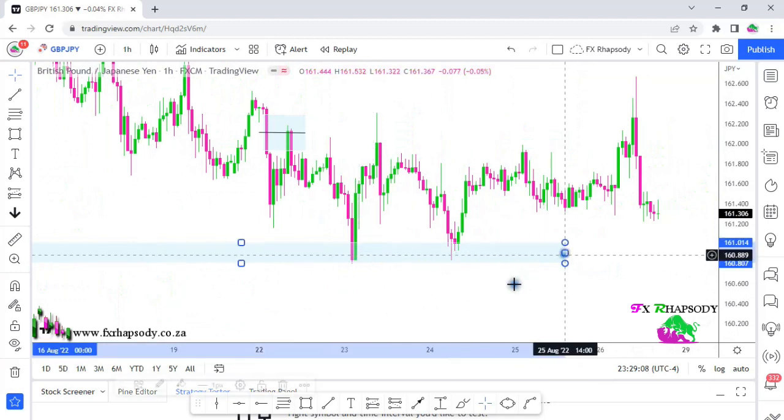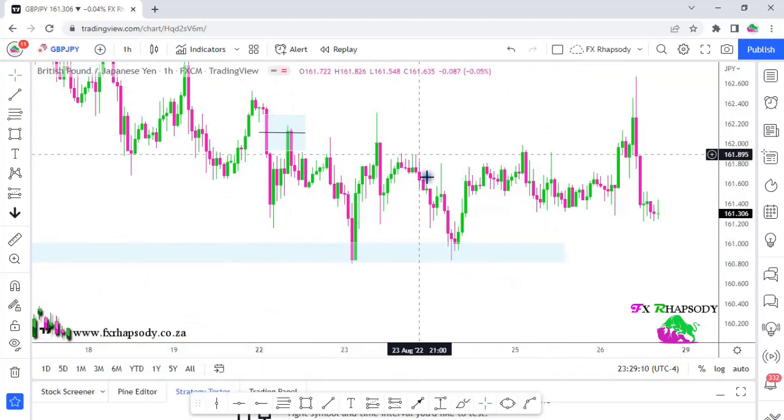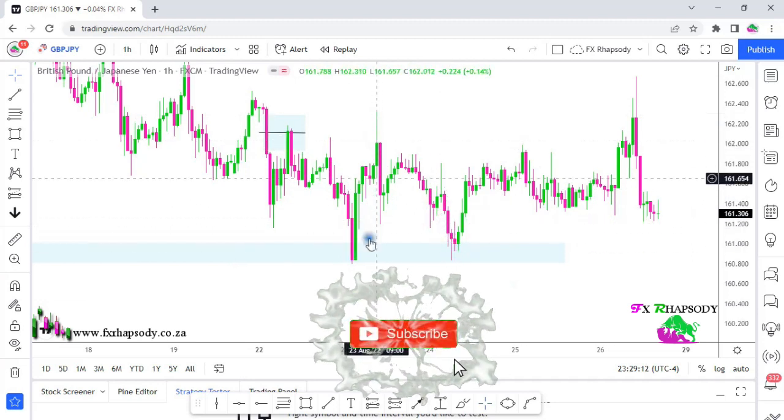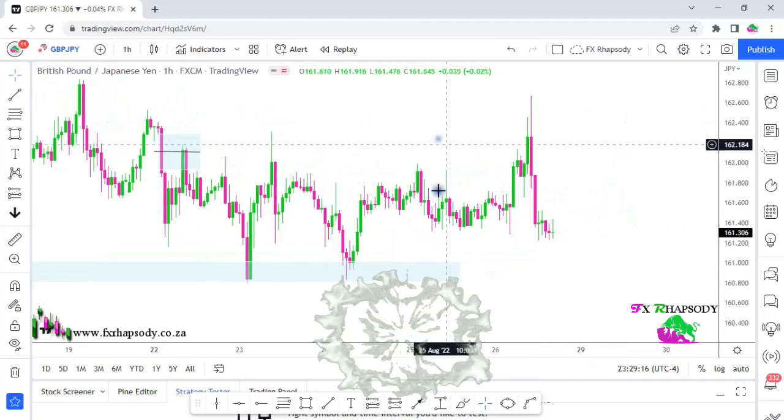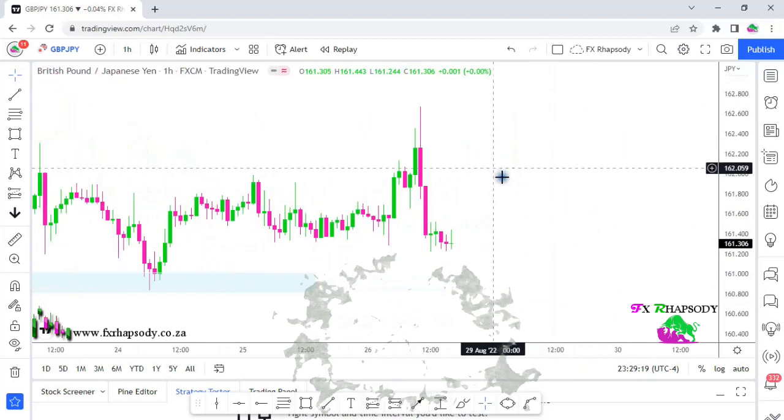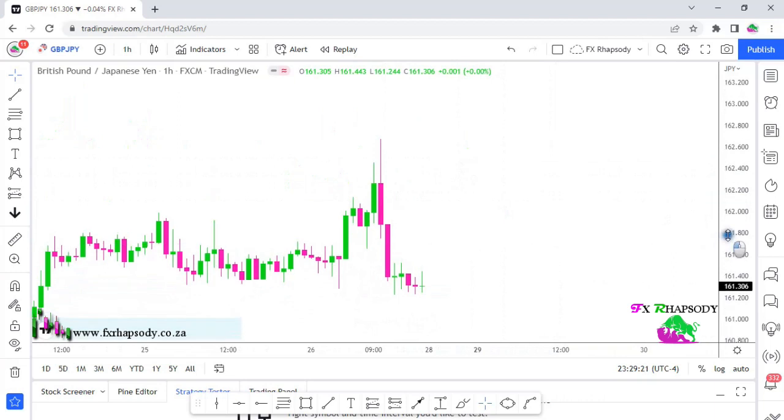Then the week carried on. So we saw another movement up and then down again to that entry, and then price moving up. So what we see now currently is, again, like we saw on a daily time frame, it's just consolidating.